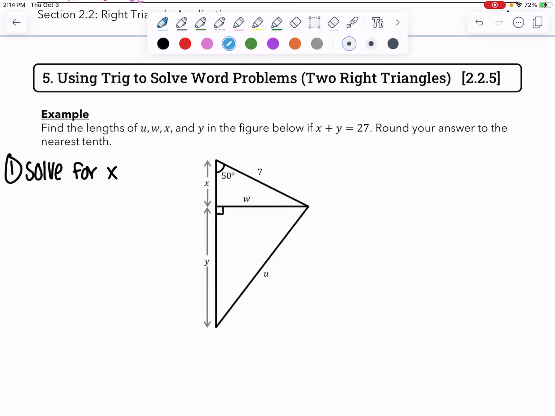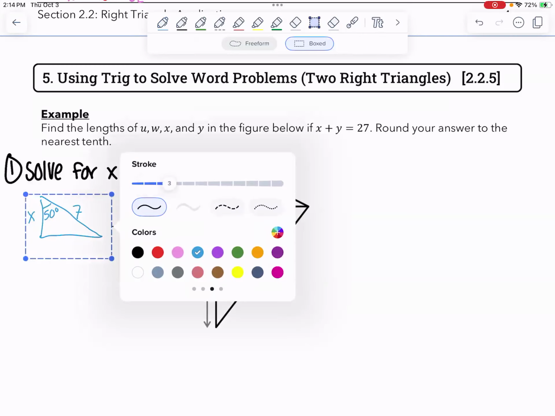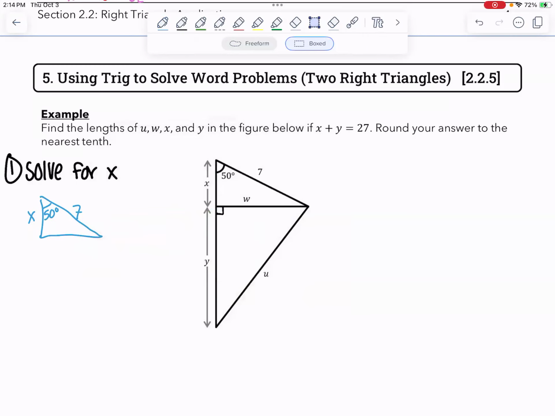We'll solve for x first. So looking at this triangle, we have x and, oh, I should have really made that triangle bigger. And 50 degrees is right here. W, oh, we can't use W. W is a variable, so we can't use it. There's 7. There we go. Beautiful. That means the adjacent side is x and the hypotenuse is 7.